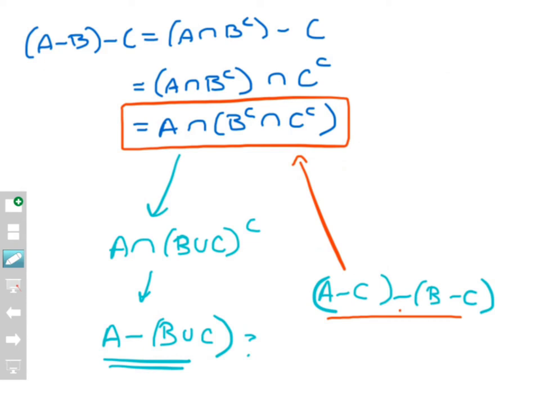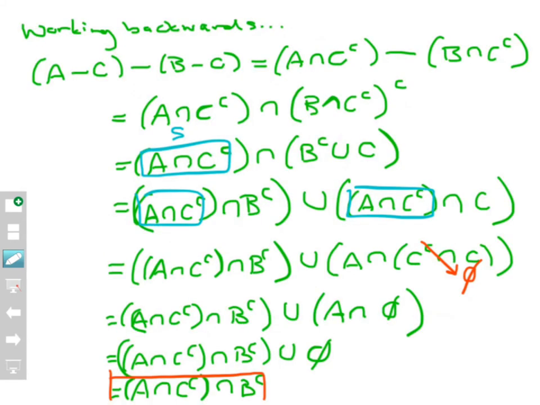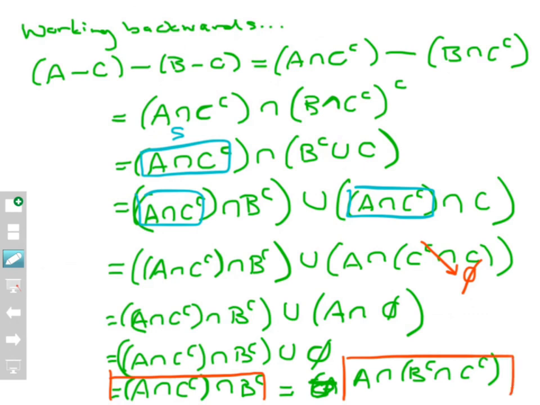I just have to do one extra thing to get that red box to show up, and that is to simply regroup what's inside and switch orders around. So through a combination of the associative and the commutative property for intersections, I can rewrite this as A intersect B complement intersect C complement. And that is where I was on the previous page. So I will just refer back to the previous page here.